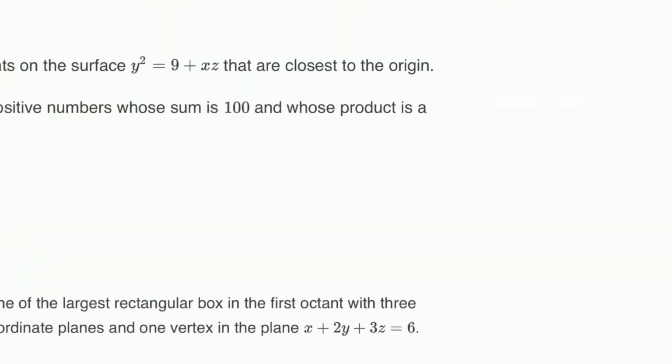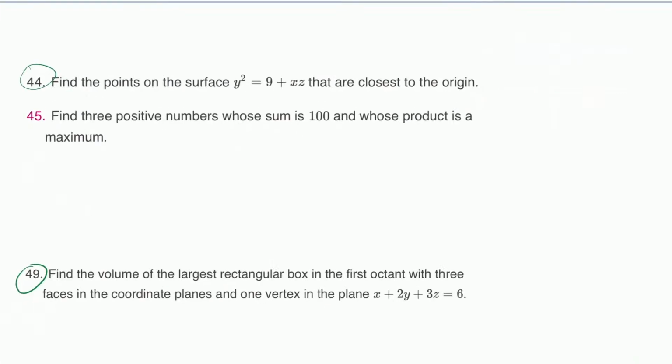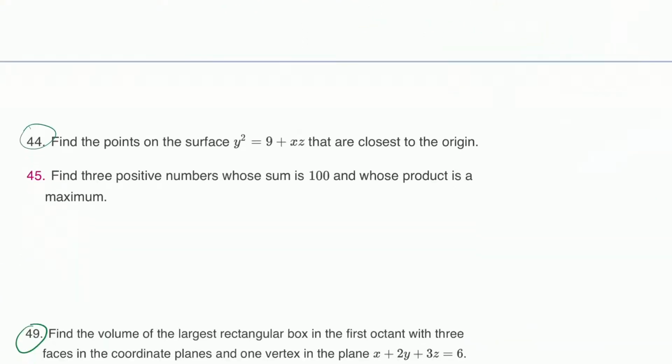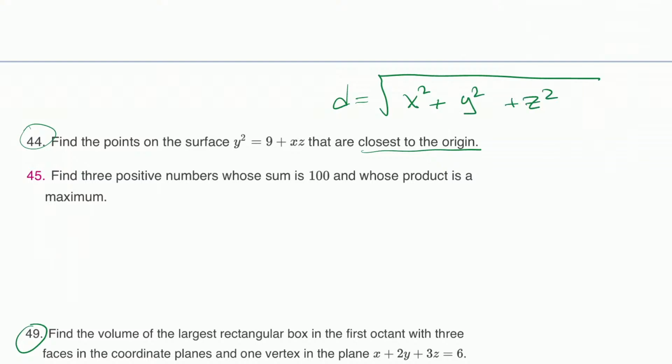Each one of these, you're supposed to come up with an expression for what you're optimizing. So it's just like this. We're finding maxes and mins, but you're not told what the function is. Actually, this closest to the origin, well, that's easy enough. We know distance formula. The distance formula is equal to the square root of x squared plus y squared plus z squared. That's the distance from the origin.